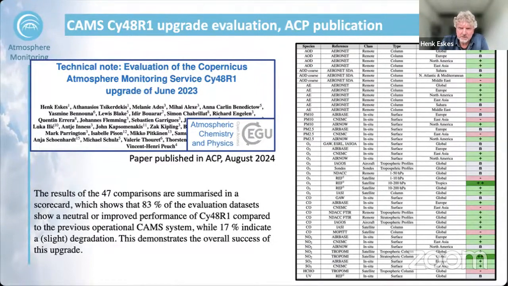If it's red, we see a slight, or if it's light red, then we see a slight degradation compared to the previous system. And if it's dark green, then we see really a very substantial improvement for a few of the properties. But basically, we showed that for 83% of the evaluations, we have a neutral or improved performance. And only 17% indicates that there is a degradation or a slight degradation. So that basically shows the overall success of this major upgrade that CAMS launched last year.